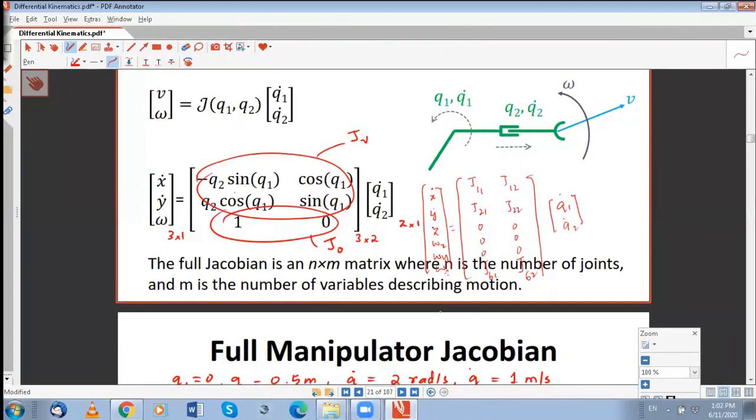And the reason I put 0, 0 here is when you are finding omega about x, you multiply this row with that column, which will give you omega x as 0. And omega y, I know it will always be 0. And omega z is J61, J62, which will be 1 and 0.